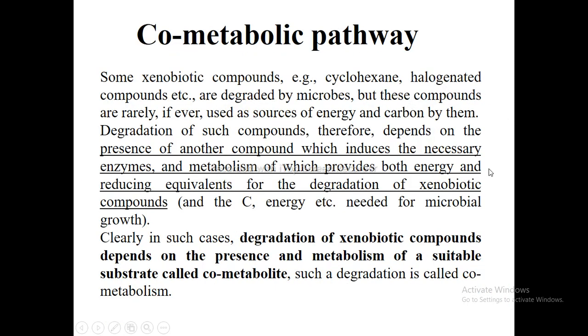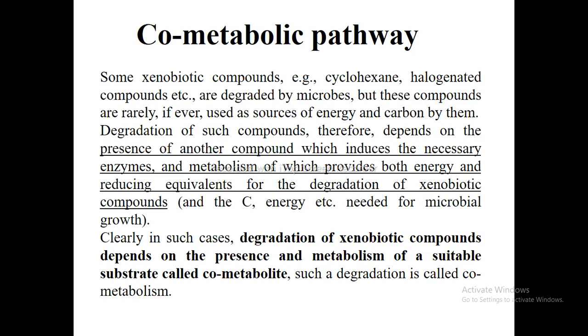Now you should also be familiar with some terms like co-metabolic pathway. What is a co-metabolic pathway? Sometimes microorganisms can degrade xenobiotic compounds like cyclohexane and other halogenated compounds, but the degradation may not serve as a source of energy and carbon for them. So they need to depend on some other substrate for deriving energy and carbon, right? So degradation of xenobiotic compounds in this case will depend on the presence and metabolism of a suitable substrate, which will act as the carbon and energy source. This kind of degradation is known as co-metabolic pathway.